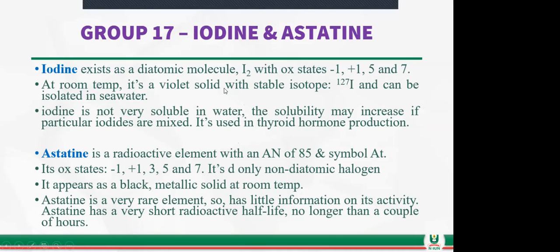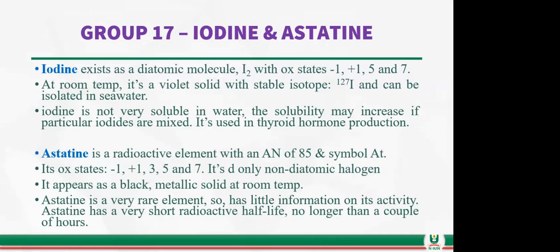The other two elements are iodine and astatine. Iodine exists as a diatomic molecule. It has oxidation states of -1, 1, 5, and 7. At room temperature, iodine is a violet solid with a stable isotope, iodine 127, and can be easily isolated from sea water. Iodine is not very soluble in water. The solubility may increase if particular iodides are mixed. It's used in the treatment of thyroid hormone production.